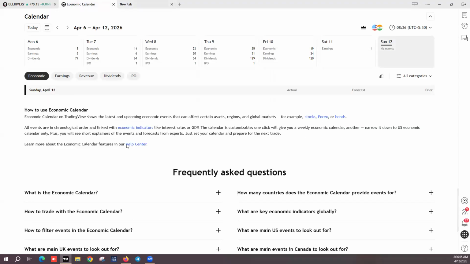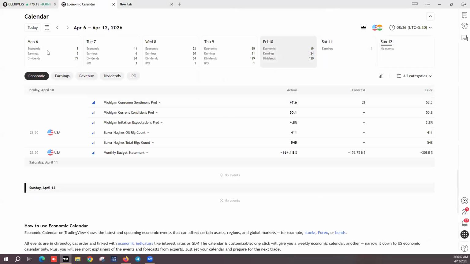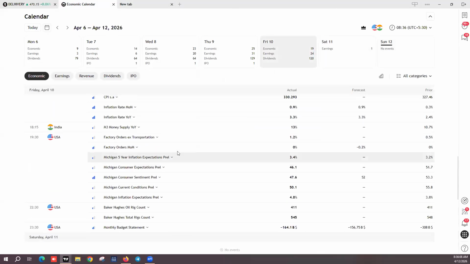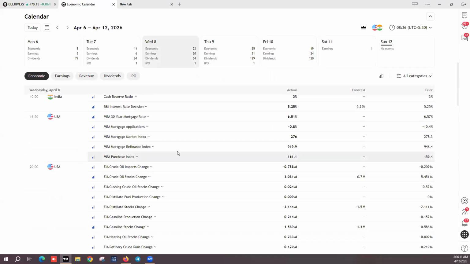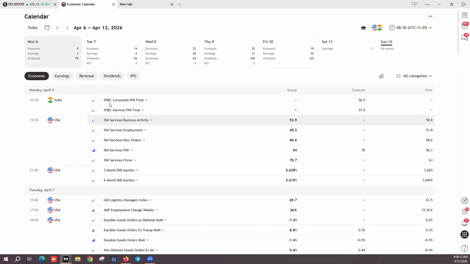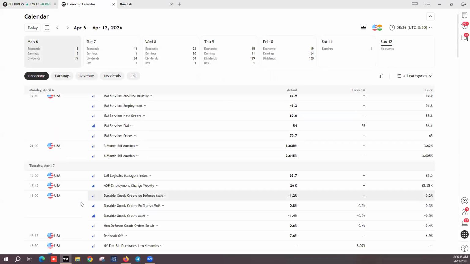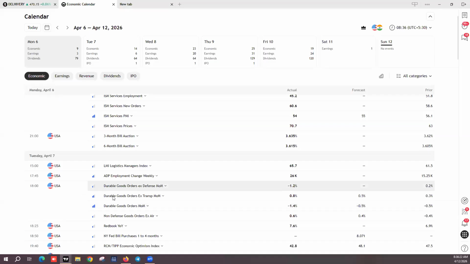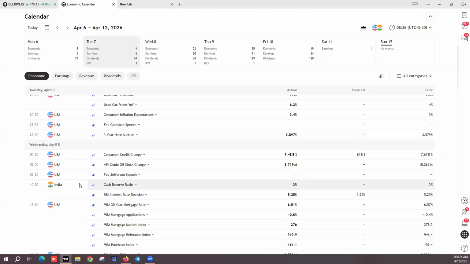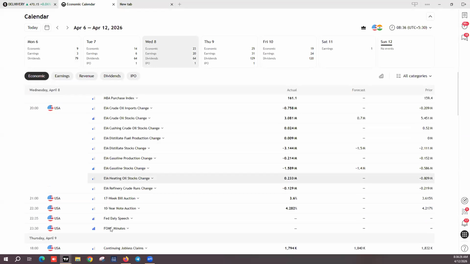It is the economic calendar. When there are important economic events, there can be high fluctuations and IV is high during that time. Here you can see ISM services PMI. Then there is durable goods orders, which has high importance. So we have to check for high importance events. These are the important events.